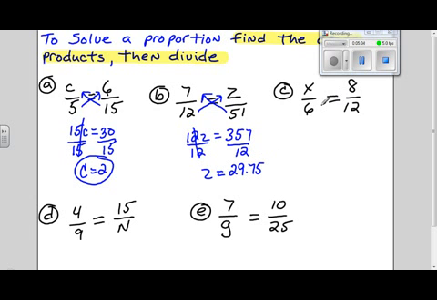Next example, 6 times 8, 48, 12 times x, 12x. I set the cross products equal to each other. I use division to solve for x. Divide both sides by 12. X is going to be equal to 4. We're saying that 4 out of 6 is the same as 8 out of 12. All right, the last two examples I think you could do on your own. Just find the cross products first, then use division, and you should be able to find the solutions to the next two examples.